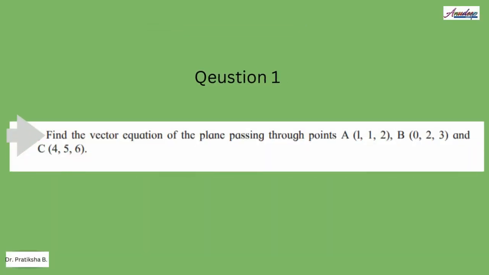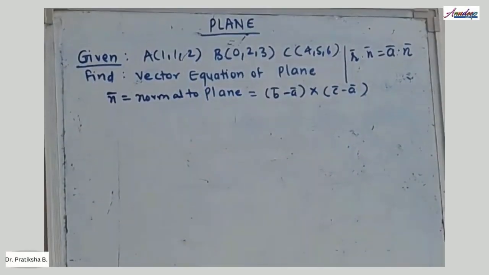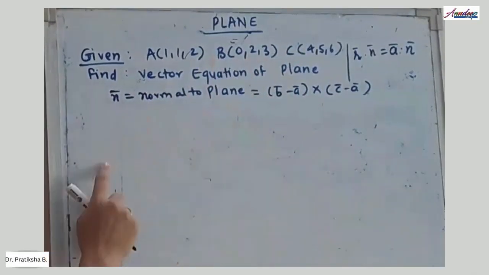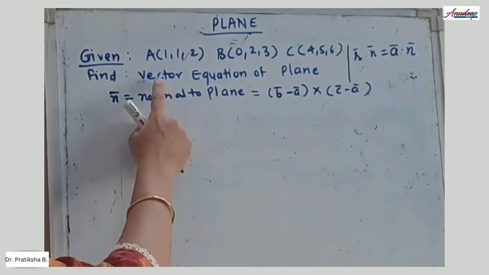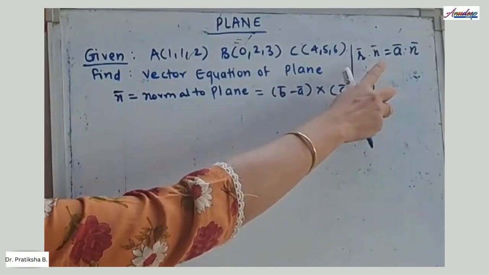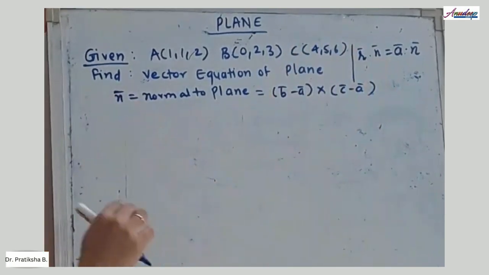Question 1. Find the vector equation of the plane passing through the points A(1, 1, 2), B(0, 2, 3) and C(4, 5, 6). These are the non-collinear points for which we need to find the vector equation. Let us solve this problem. Here you have been given three points A, B and C, and you have been asked to find the vector equation of the plane. The plane is given by r dot n equal to a dot n, where n is a normal to the plane.